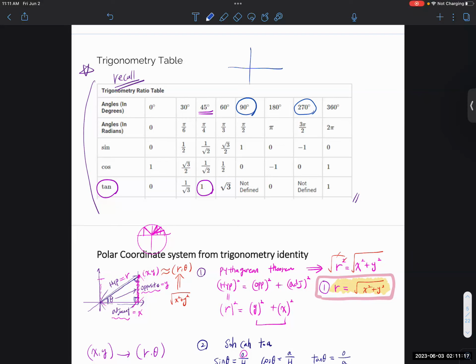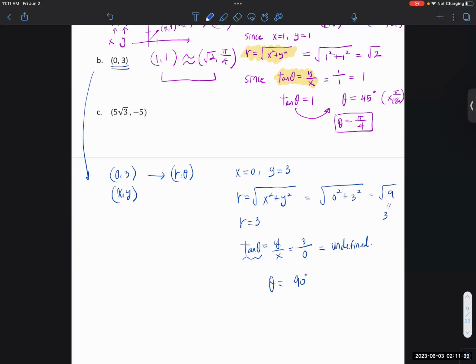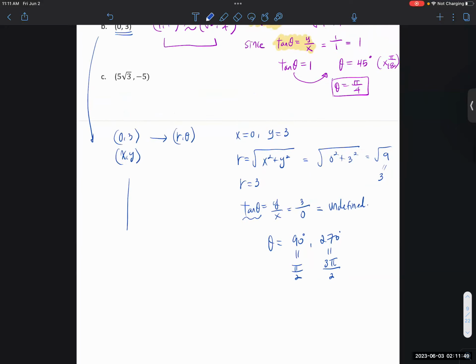So 90 degrees is exactly here, and then 270 is at the bottom. But as you know, (0, 3) is on the positive y-axis. So theta has two candidate angles, 90 and 270. 90 as a radian is pi over 2. 270 would be 3 pi over 2. But we know (0, 3) is right there, so it is not the bottom. So the answer is 90 degrees, pi over 2 as a radian.